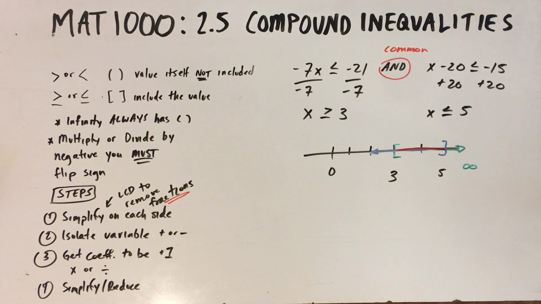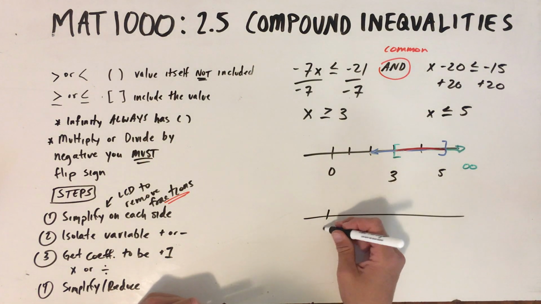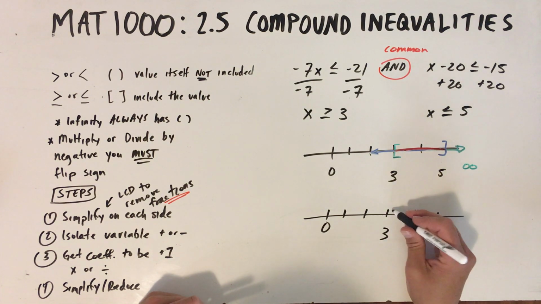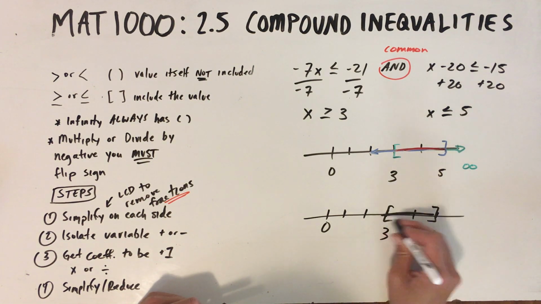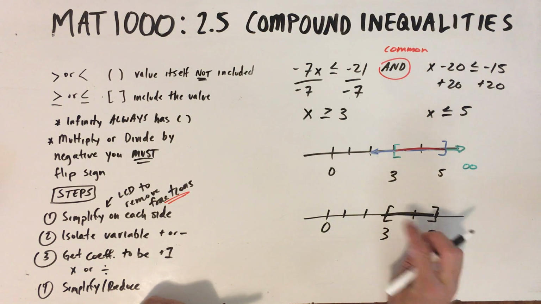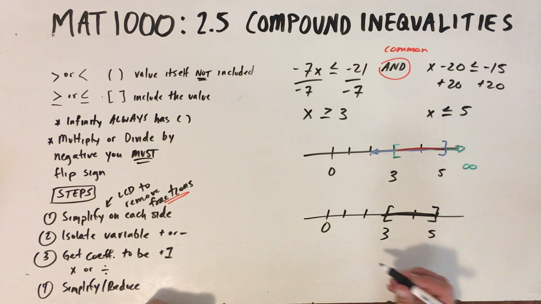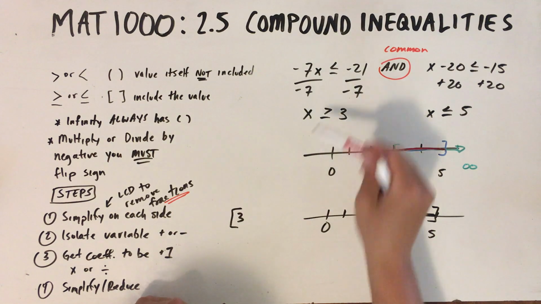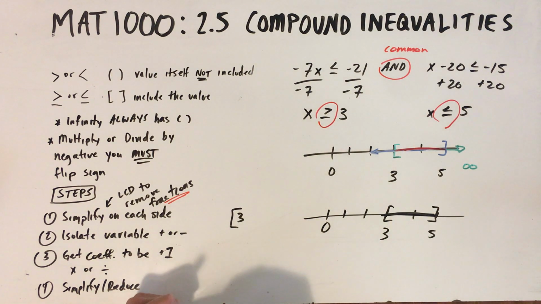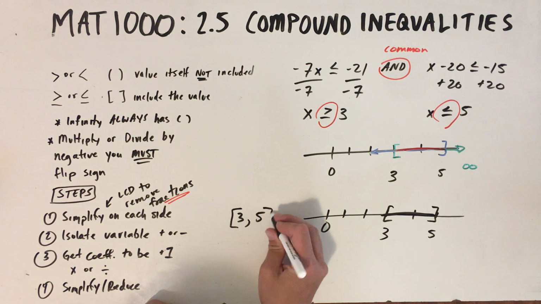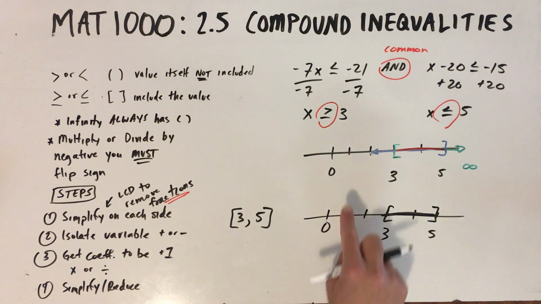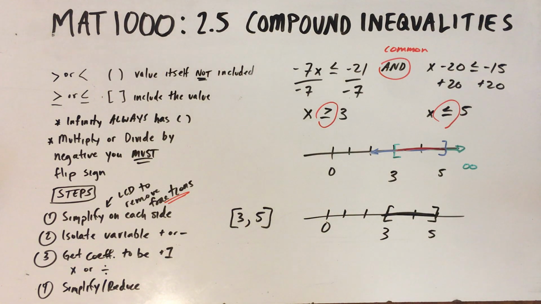So my graph for the solution would look like this. It would only include where they overlap. And if I were to write that in interval notation, then I would say that this is 3 including it because of the equal to sign right here, and 5 also including it. Okay, so again, my graph solution and my interval notation. This is just to show you where they overlap and figure out what the solution is. Here's what the solution would look like.